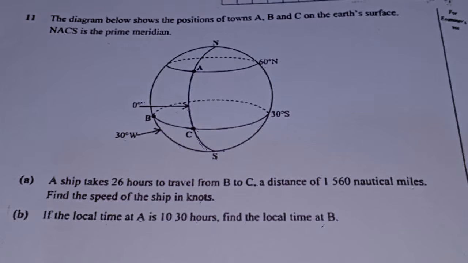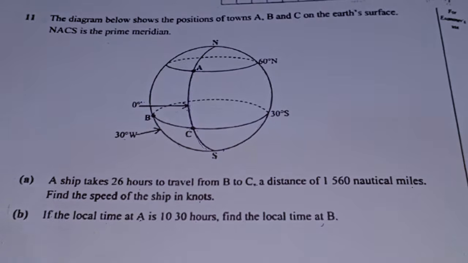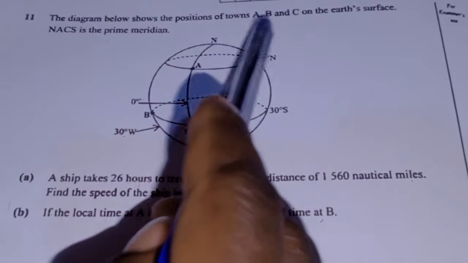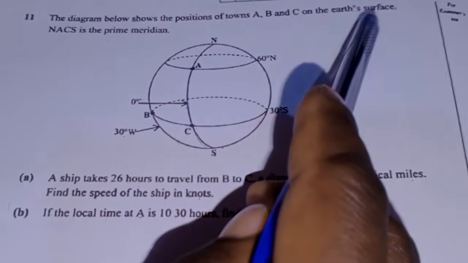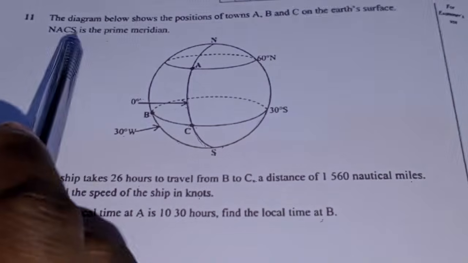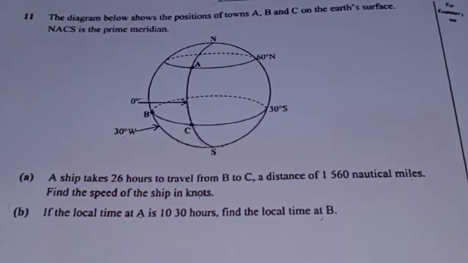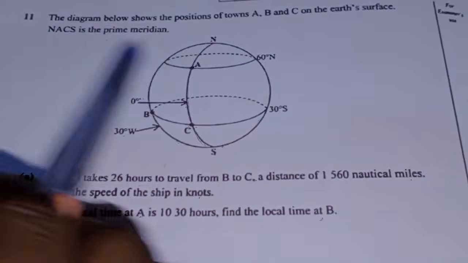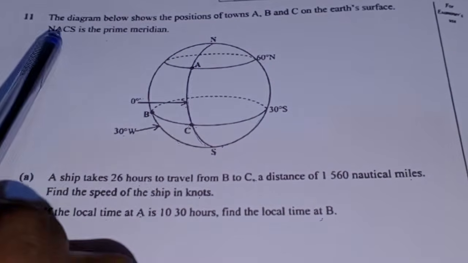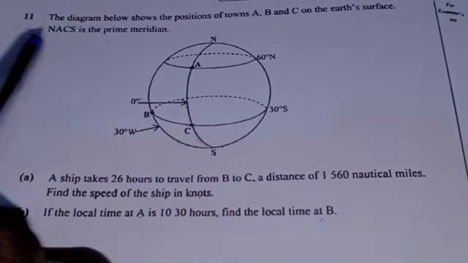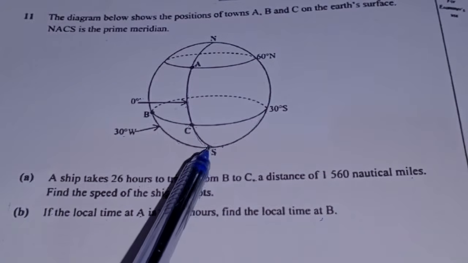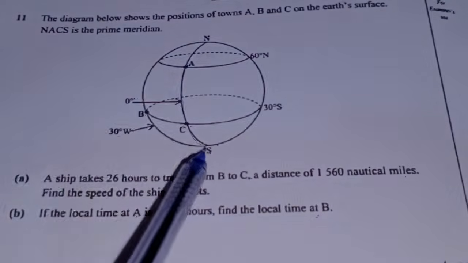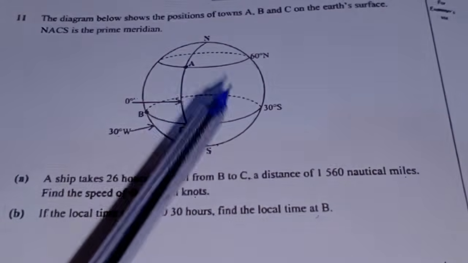So the question says, the diagram below shows the position of towns A, B, and C on the surface of the Earth, on the prime meridian. We have already been told that N stands for north, A stands for this point right here, C stands for this point right here, and S stands for south. So these points were aligned on the prime meridian. That is what we have been told.